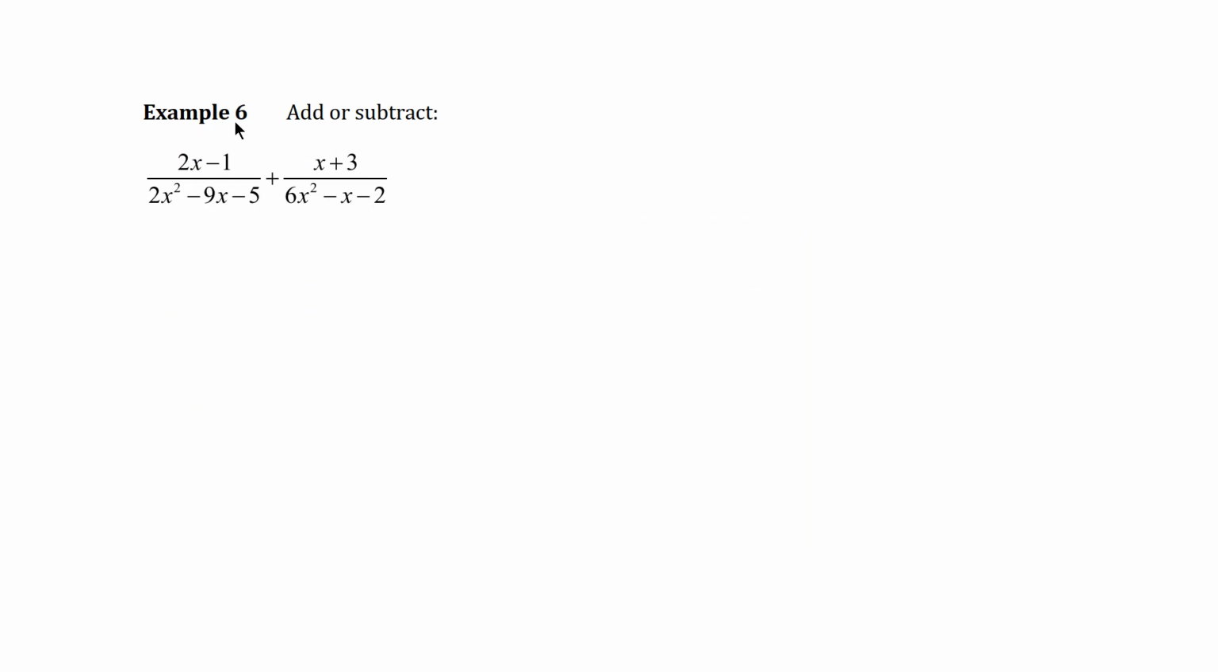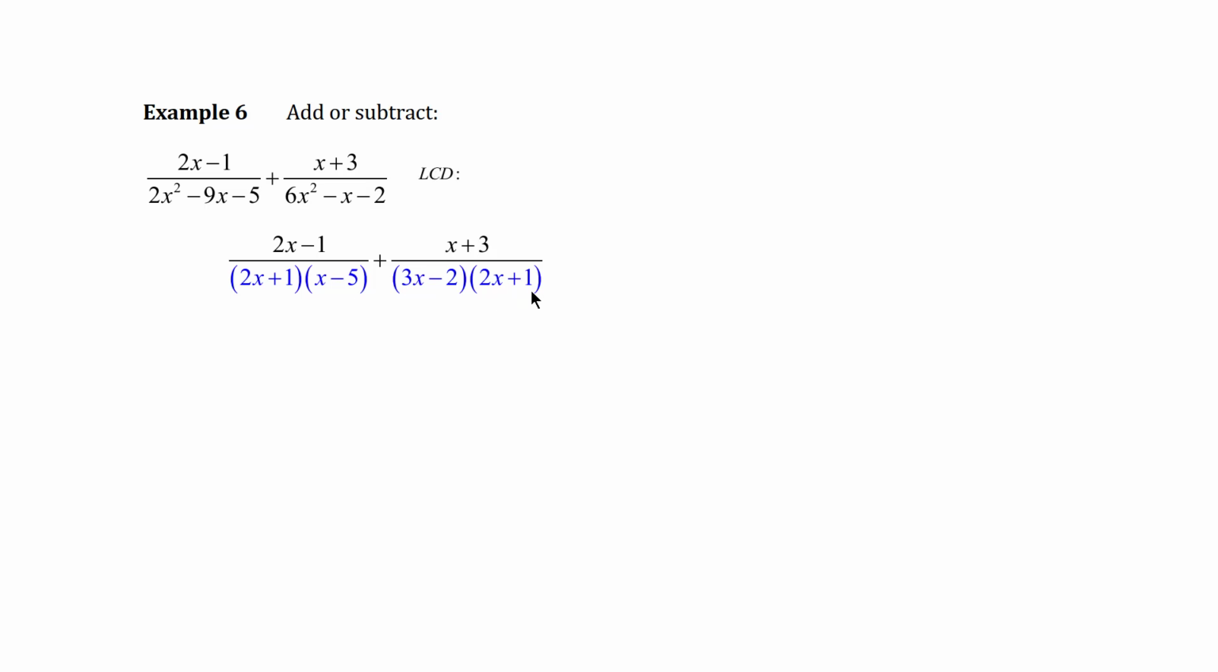Next, we have example number 6, add or subtract. We have 2x minus 1 divided by 2x squared minus 9x minus 5 plus x plus 3 divided by 6x squared minus x minus 2. First, we need to factor the denominators for both fractions using the star method. The result after factoring is 2x minus 1 divided by parentheses 2x plus 1 times parentheses x minus 5 plus x plus 3 divided by parentheses 3x minus 2 times parentheses 2x plus 1.